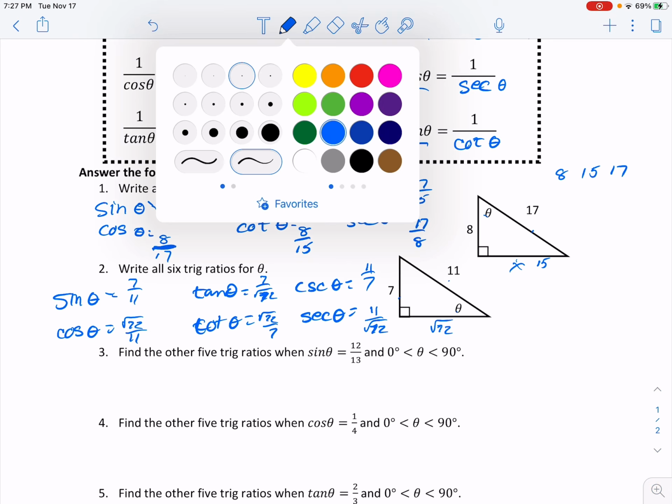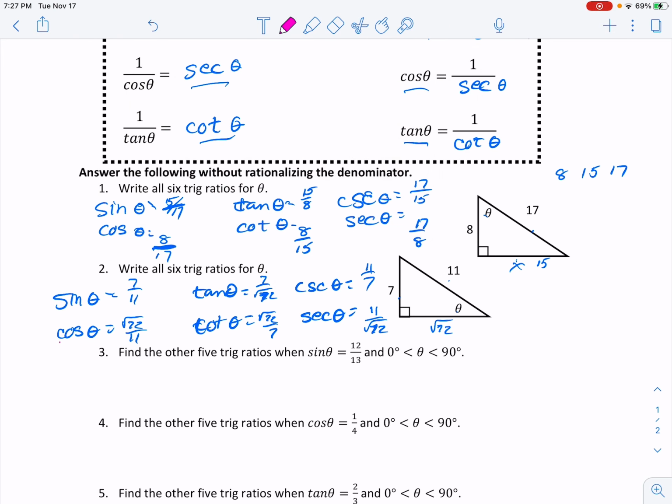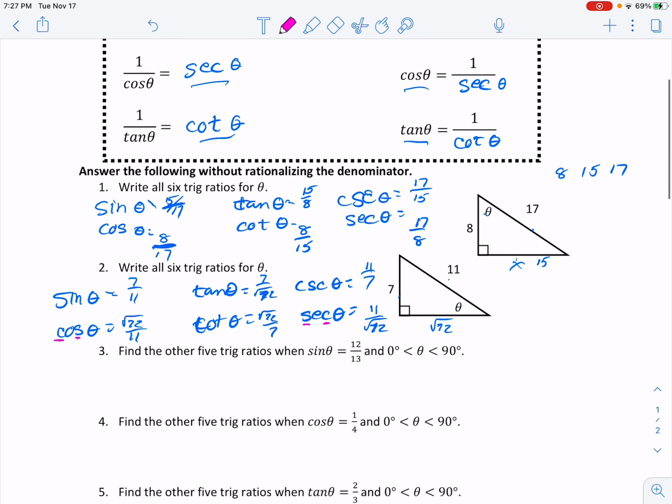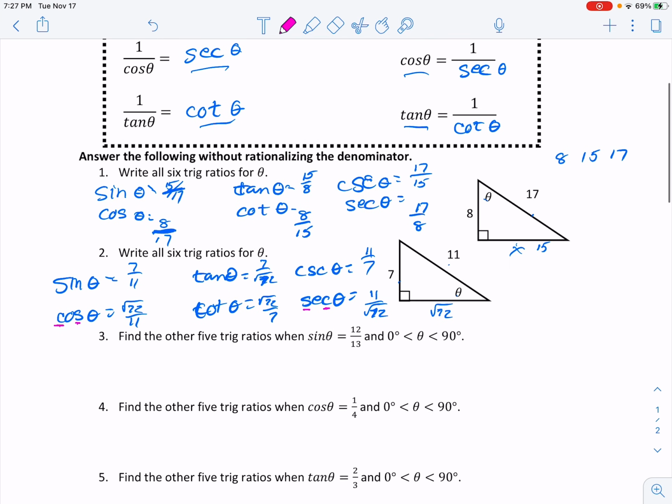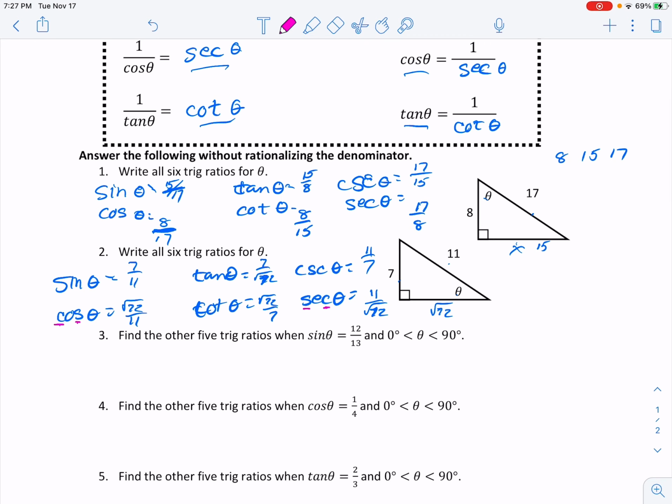The way I remember secant and cosecant: this starts with a C and ends with an S. This starts with an S and ends with a C. And since I know the cosine and secant go together, therefore the cosecant and sine have to go together. Just a little hint. That's how I learned them.